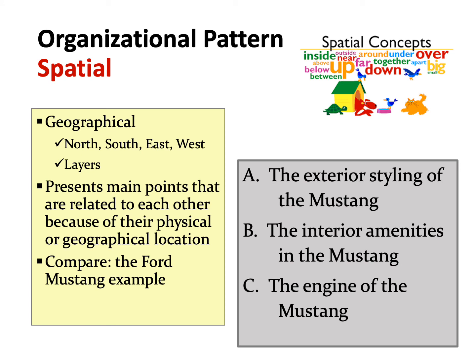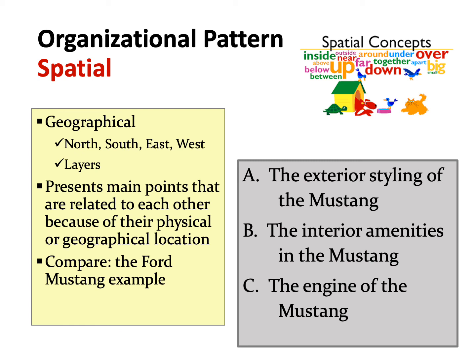If we took the same topic and wanted to organize it by space, which would be geography, north, south, east, west, layers, top, bottom, inside, out. Doing a cake, you start with the foundation, the middle layers, the top layer, for example, right, would be spatial. Some museums are multi-floor, have east wings, west wings. That would be spatial.